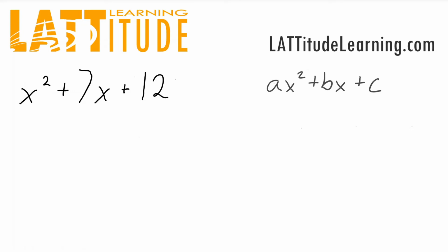It could be x, it could be y, it could be m, it could even be a, b, or c. For the example we have here, we stuck with x as the variable.